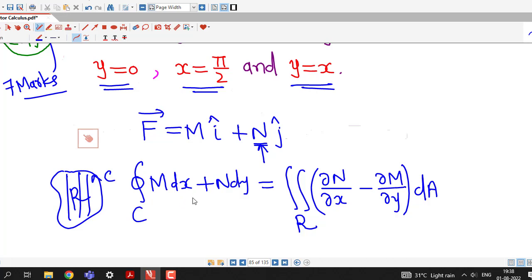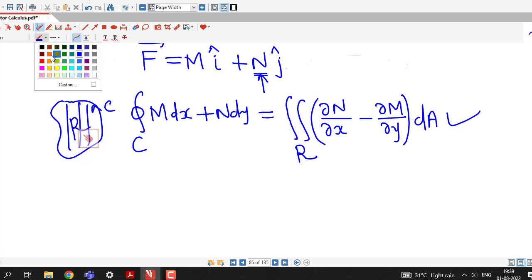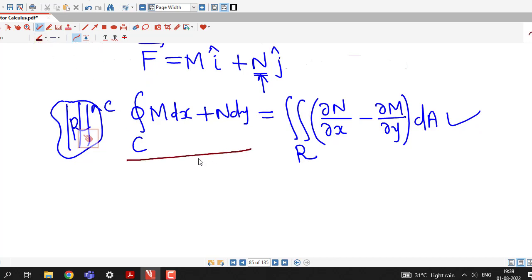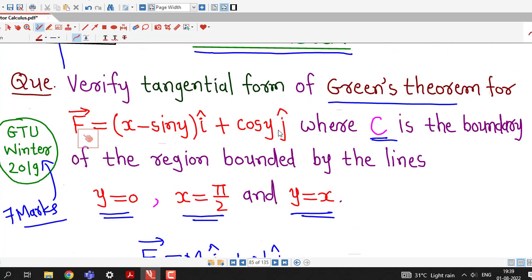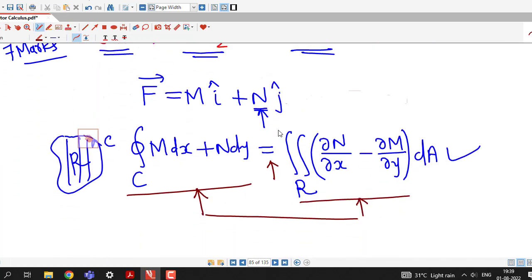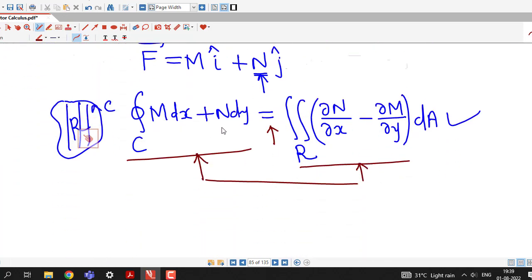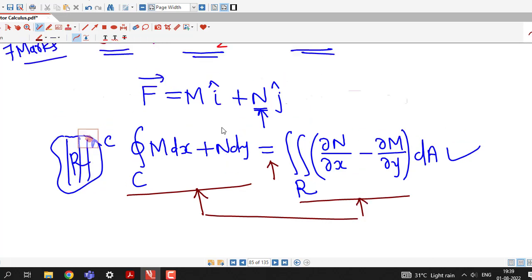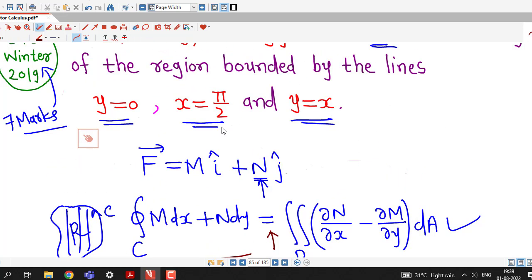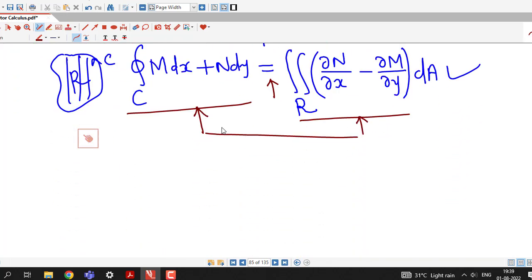So here we are asked to verify this statement. Whenever they ask you to verify Green's theorem, you have to compute both the integrals. You have to compute line integral as well as double integral, and the answer of both must be the same. Then only we can say that we have verified Green's theorem.